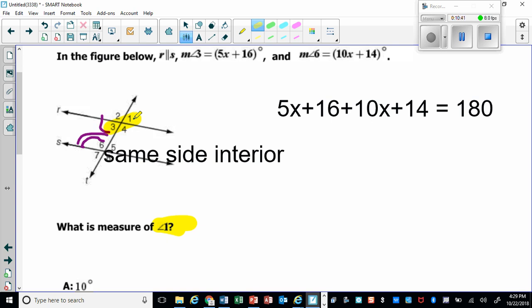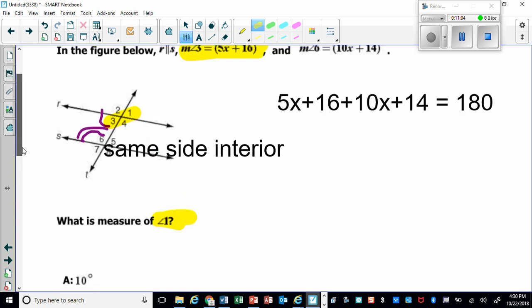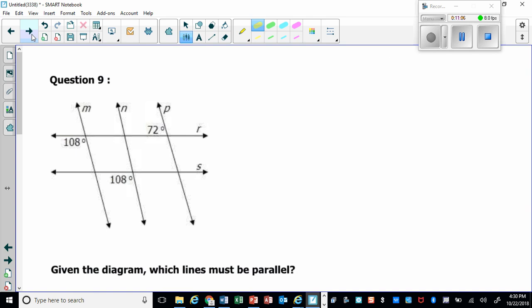I know you guys have to go. So 3 and 1 are going to be congruent, right? Because they're vertical angles. So after you solve for x, you're going to plug in the answer into the measure of angle 3, because 3 and 1 are vertical angles. Okay, you can do it. Just let me go up to number 10 and then I'll do the next.